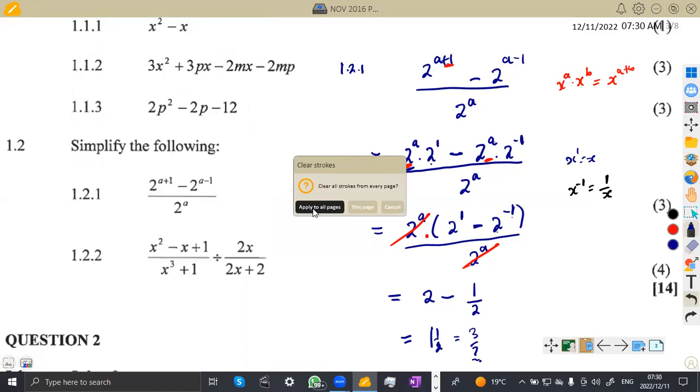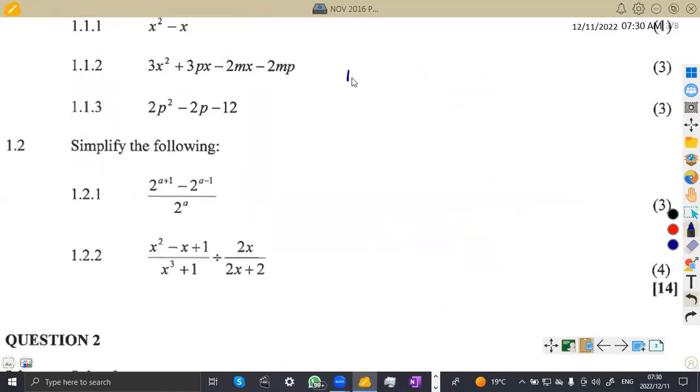Let's remove this so that we can check 1.2.2. On 1.2.2, we are given x squared. All right, what I'm going to do is just simplify at once. From this expression, we know that if we are dealing with a division, what you're supposed to do is introduce a multiplication sign, then invert the second fraction. So that means we are going to have x squared minus x plus 1 over x to the exponent of 3 plus 1, multiplied by, since you are inverting the second fraction, this 2x plus 2 is now on top, everything over 2x.